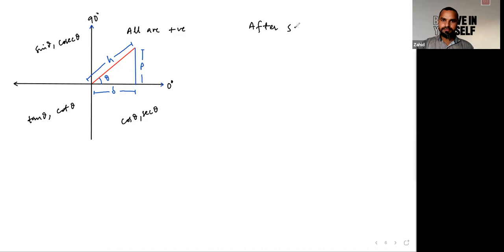After school, you must enter into college. So A means all, means in first quadrant, all trigonometric ratios would be positive. S means sine, in second quadrant, it would be positive. T means tan, in third quadrant, tan theta would be positive. And C means cos, in fourth quadrant, cos theta and its reciprocal would be positive. Rest of the whole term would be negative.